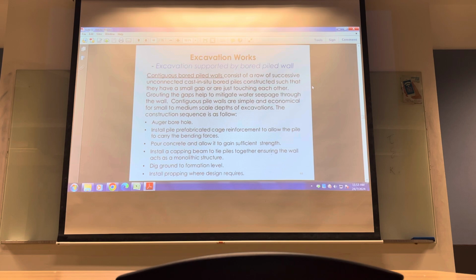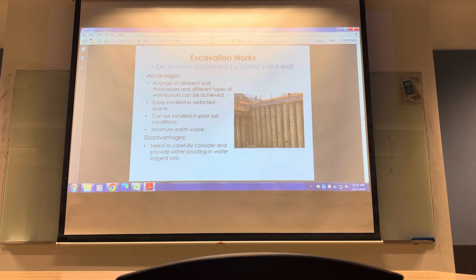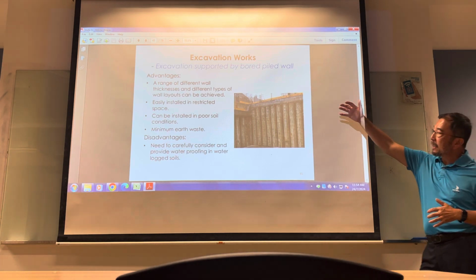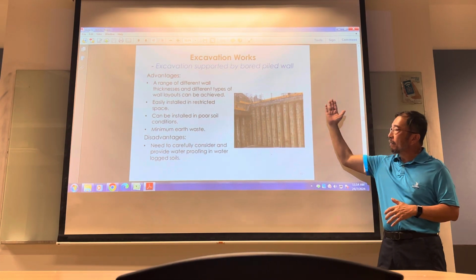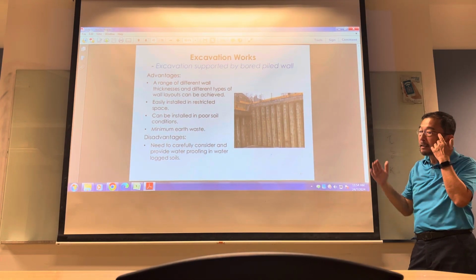Contiguous bore pile is another type of retaining system. It's formed by having bore pile installed with a space of about 100 mm between them. This is how it looks after it has been completed and exposed, where you excavate inside, and this contiguous bore pile forms the vertical retaining system.